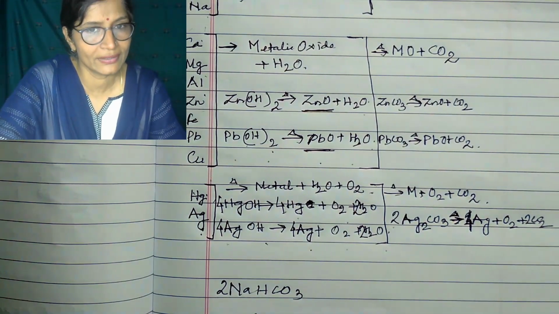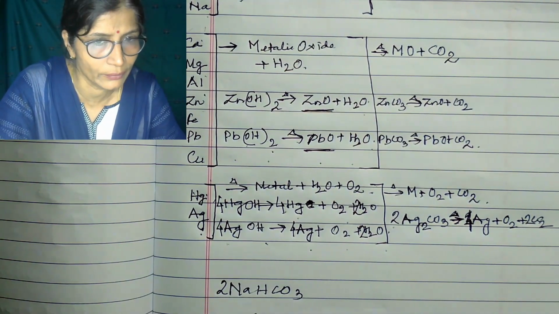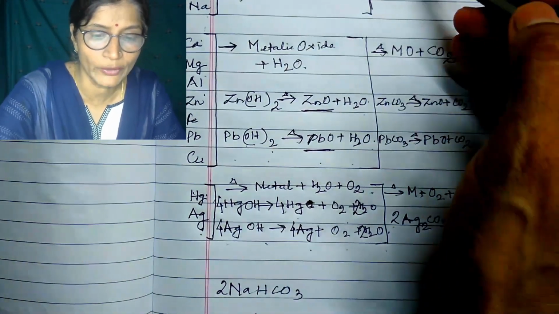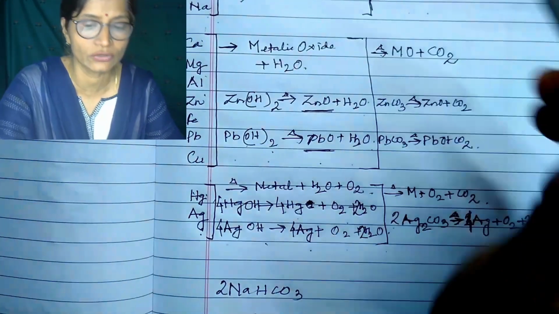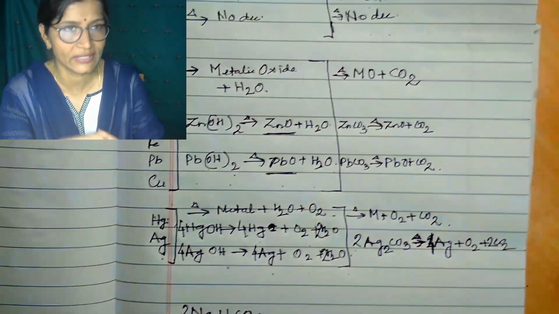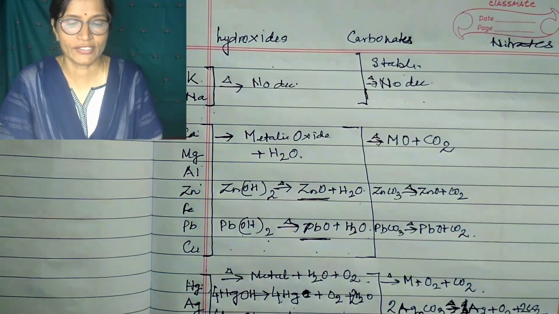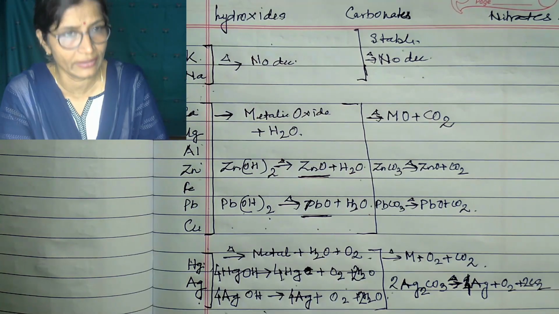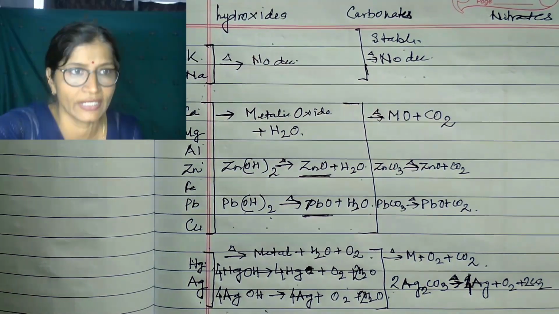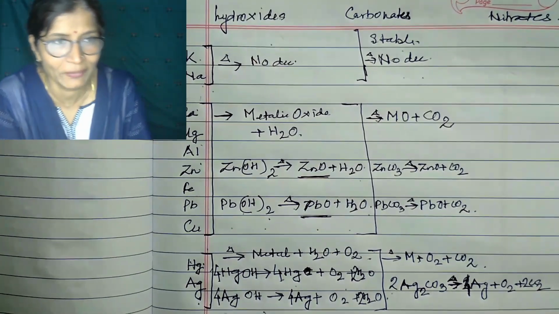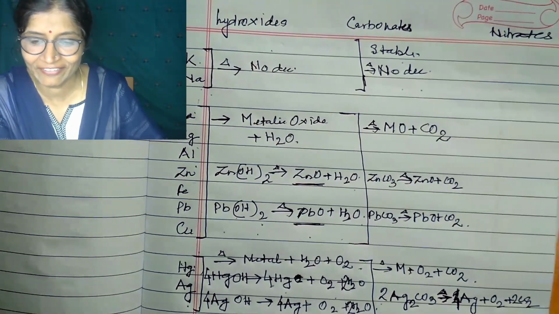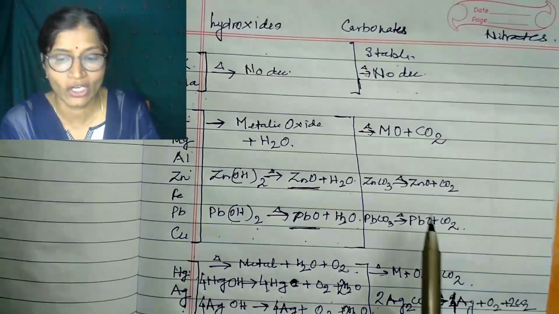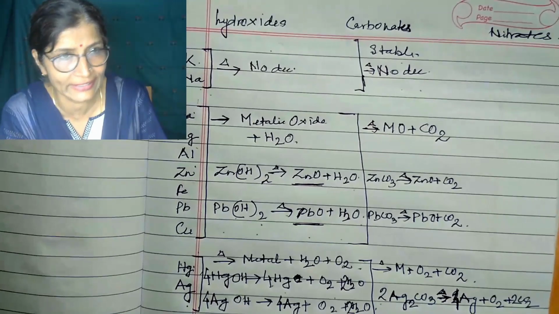We must balance the equation whenever we are writing it. Carbonates of potassium and sodium are highly stable, so they will not decompose. But for metals like calcium, magnesium, aluminum, zinc, iron, lead, and copper, when their carbonates are heated, they give the metallic oxide and carbon dioxide, for example lead oxide or zinc oxide plus carbon dioxide.